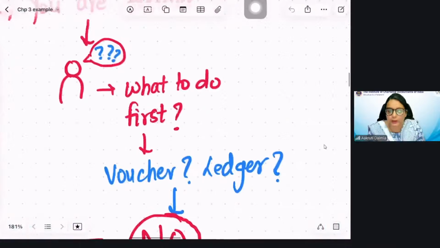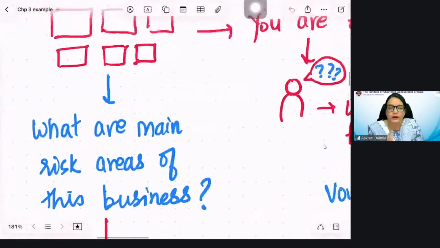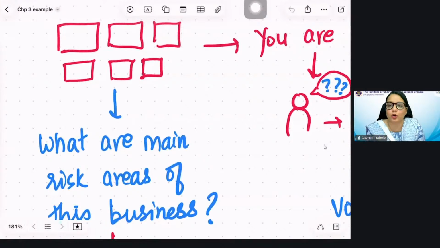Now, should I start with checking the vouchers, journal entries, ledgers? No, we do not start there. We start with thinking about what the main risk areas of a brick making factory are. Okay, let's think about that. If I would have been running this brick making factory, what would be the risk areas of this kind of business?